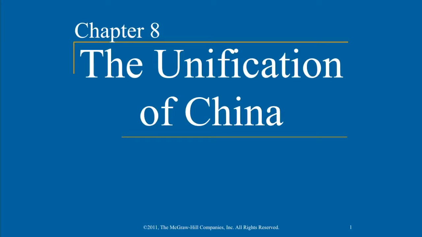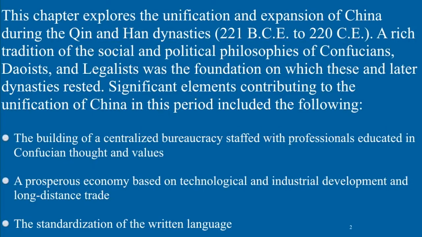Hello and welcome to Chapter 8, the Unification of China, for Mr. Toyama's AP World History. Here's our chapter overview. This chapter explores the unification and expansion of China during the Qin and Han dynasties, 221 BCE to 220 CE.